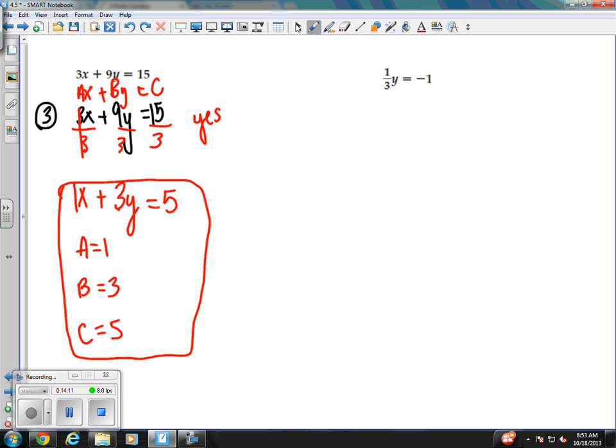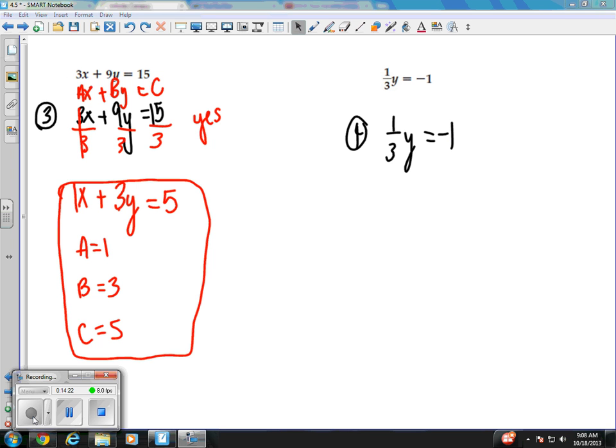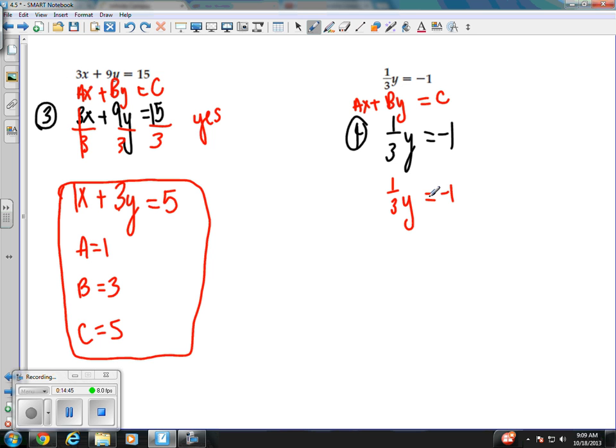Now our very last, fourth, and final example is 1/3 y equals negative 1. Okay, for the last example, if you look, it only has one variable. With that one variable, we look and we say ax plus by equals c. And we don't have an A, so it's automatically 0. So I do have a 1/3 y equals negative 1. Now, what's wrong with it? I have a fraction. Not allowed to have a fraction.